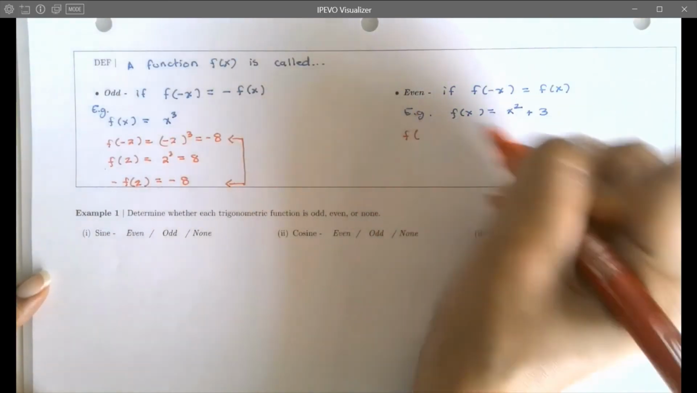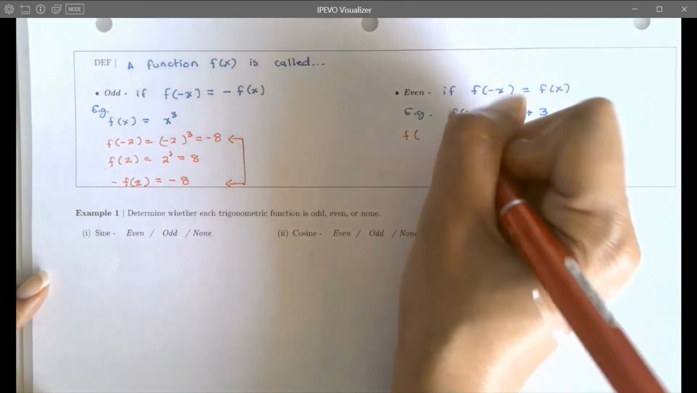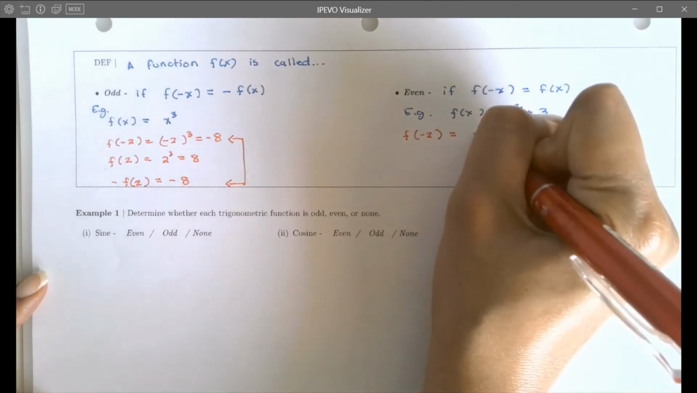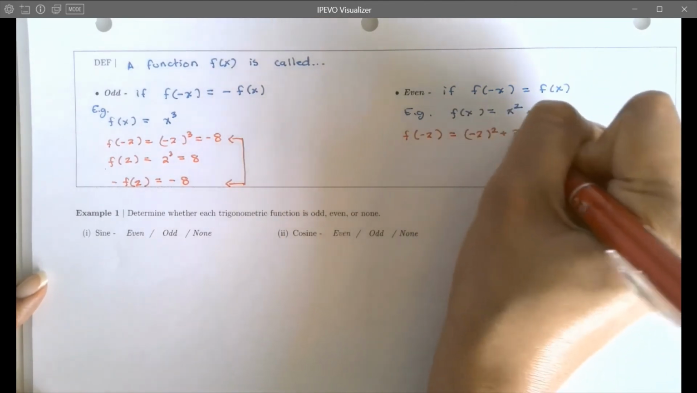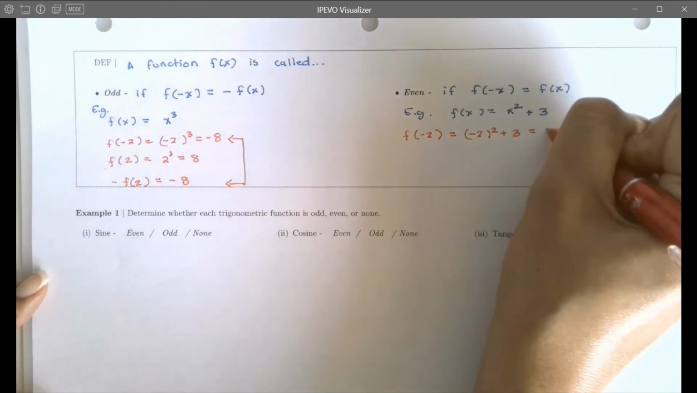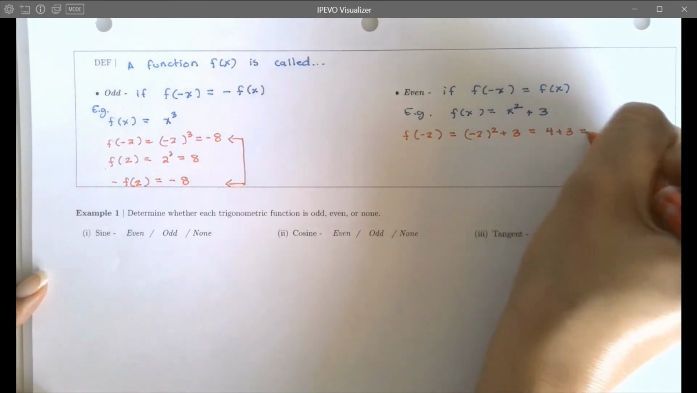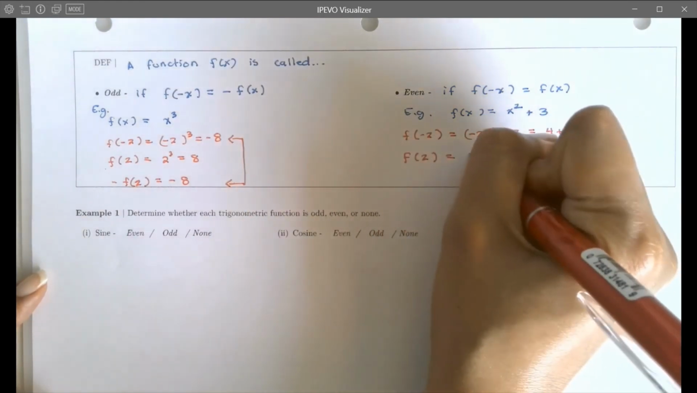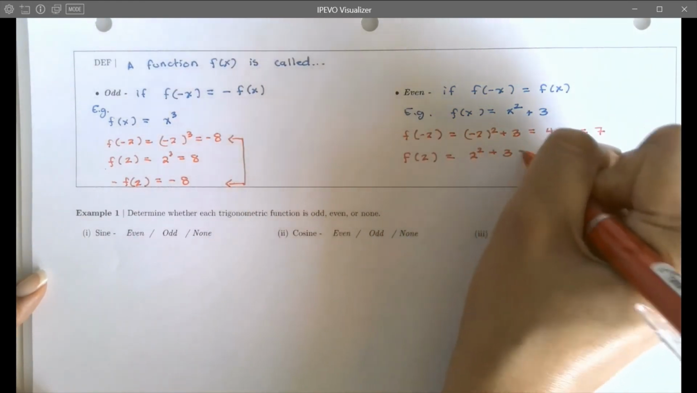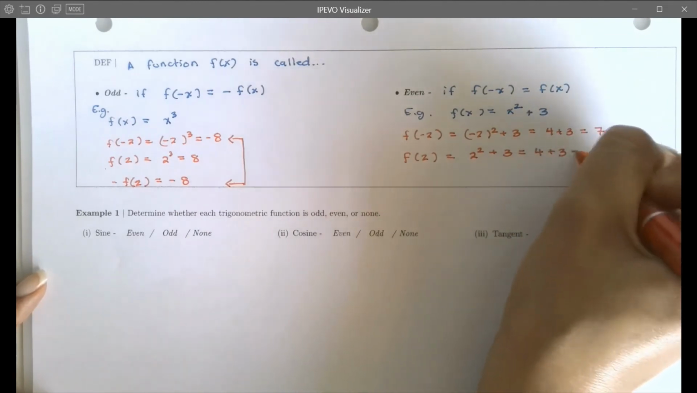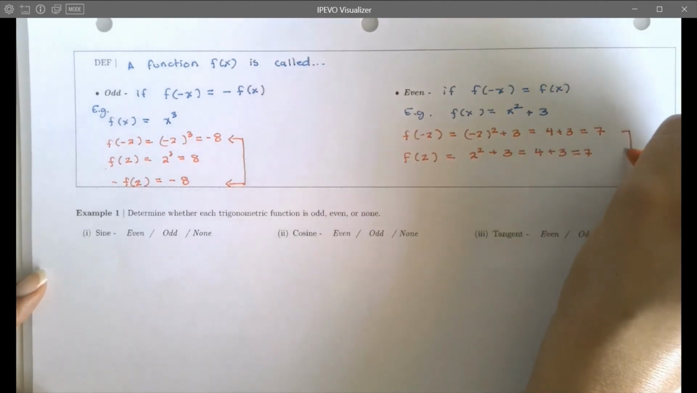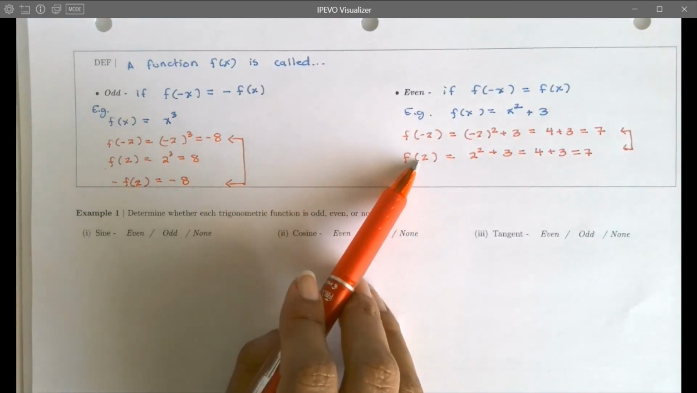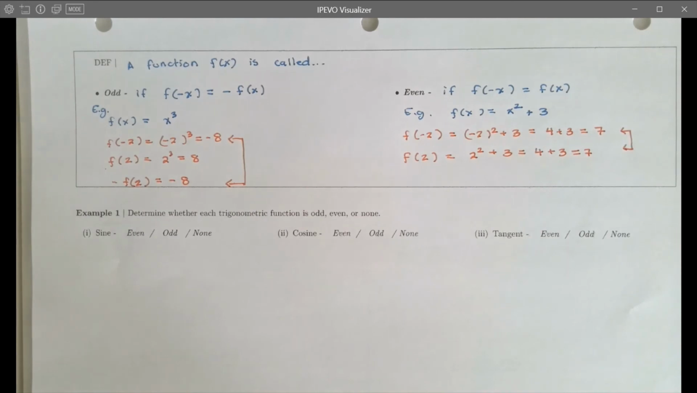If you check f of -2 as well, I'm going to get -2 squared plus 3, which is 4 plus 3, which is 7. And if you check f of 2, that's going to be 2 squared plus 3, which is 4 plus 3, which is also 7. Okay, so they both give the same answer. That means that f of -2 is equal to f of 2. And it's not just a coincidence.